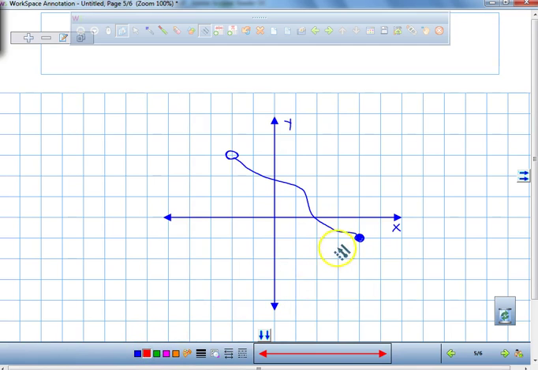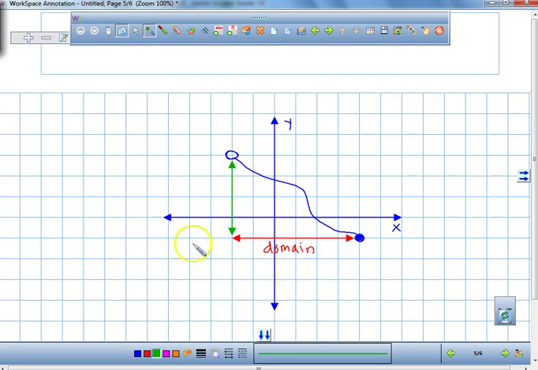Here's what I want you to do. I want you to draw an arrow from here right over to where that other dot is, and I want you to label that. This is what's called the domain of the graph. And then I want you to draw another arrow going up and down, from the highest point to the lowest point. That's what's referred to as the range of the graph.